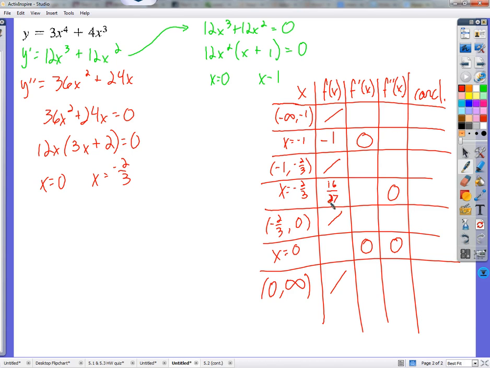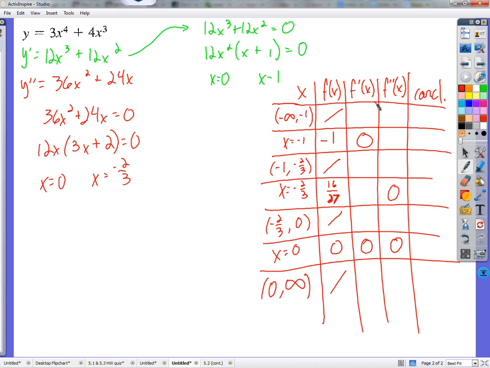16/27. Thank you for doing that work. Okay, and 0. So at these points, (-1, -1), (-2/3, 16/27), and (0, 0), stuff may be happening. We may have some extrema or some points of inflection.